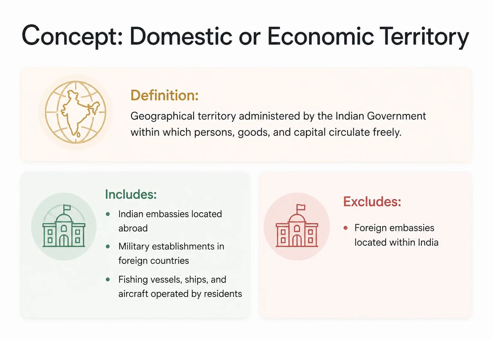Now, let us clarify some important concepts used in national income accounting, starting with the domestic or economic territory. This is not just the physical landmass of India. It is the geographical territory administered by the government, where people, goods, and capital circulate freely. Importantly, it includes Indian embassies and military bases abroad, as well as ships and aircraft operated by Indian residents globally. Conversely, foreign embassies located inside India are excluded from our economic territory.